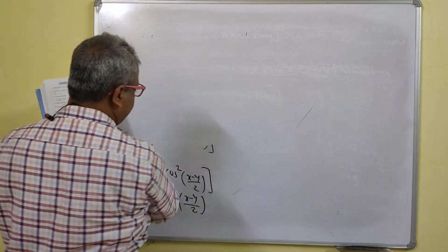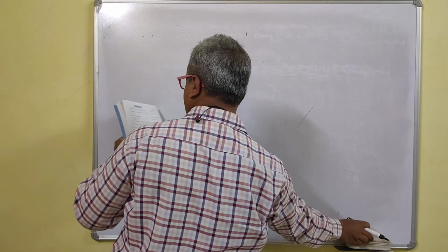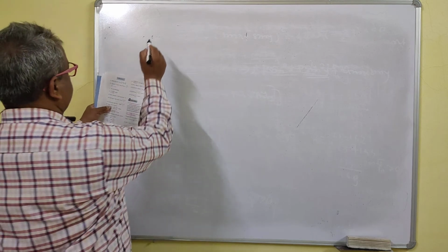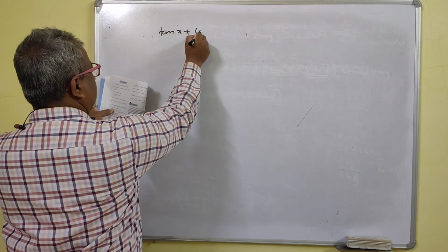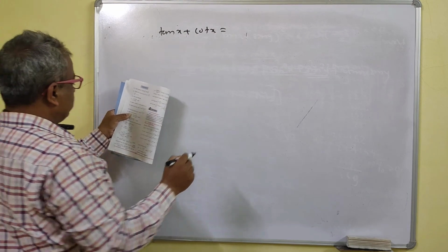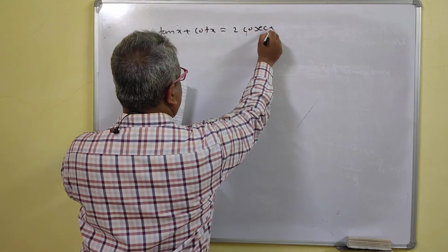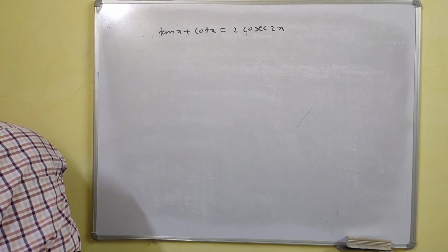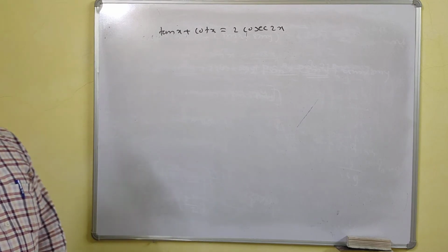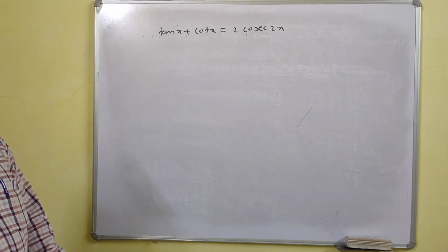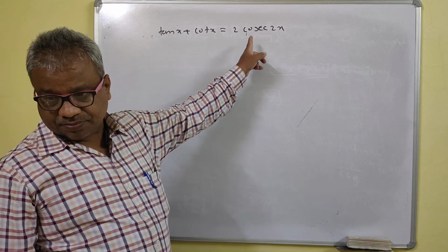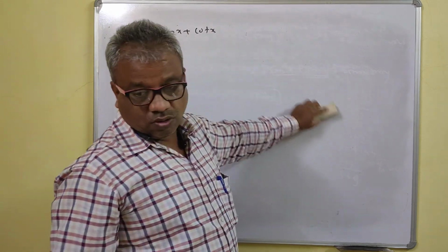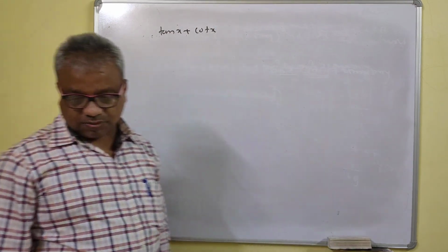Okay, so next, show that tan x plus cot x is equal to 2 cosec twice x. So we'll take LHS. Cosec means sine, so your RHS is in terms of sine now. That means we'll write tan and cot in terms of sine and cos.